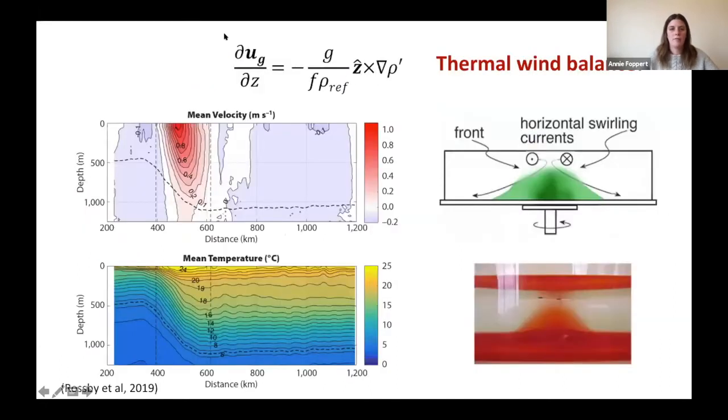So you have the vertical velocity gradient. Here you see these are direct velocity measurements. This is not calculated from a density field. These are direct measurements taken by ADCP, and these are direct temperature measurements taken by XBT. So they're two independent quantities, and you see this strong vertical gradient in velocity. The strength of the flow gets larger as you go closer to the surface, and that's associated with this horizontal density or temperature gradient.